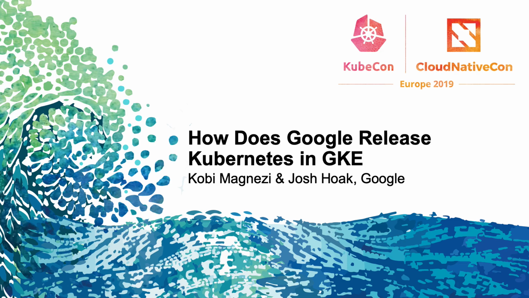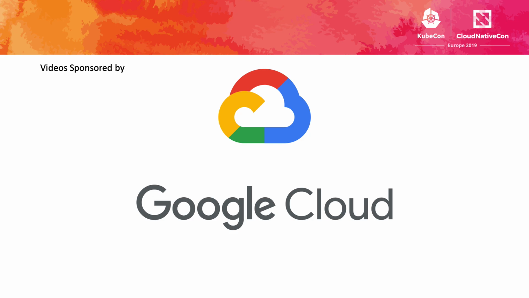I'm product manager for Google Kubernetes Engine, and I'm excited to be here with Josh Hoak, a senior software engineer from my team at Google. We are here to talk with you about a non-trivial mission we have: to release Kubernetes versions into a GKE fleet. And I'm going to share with you also how this process has evolved over time to meet different market needs and expectations.